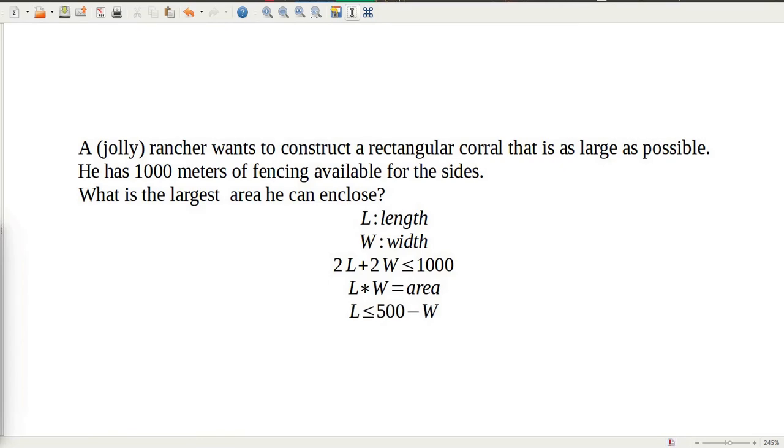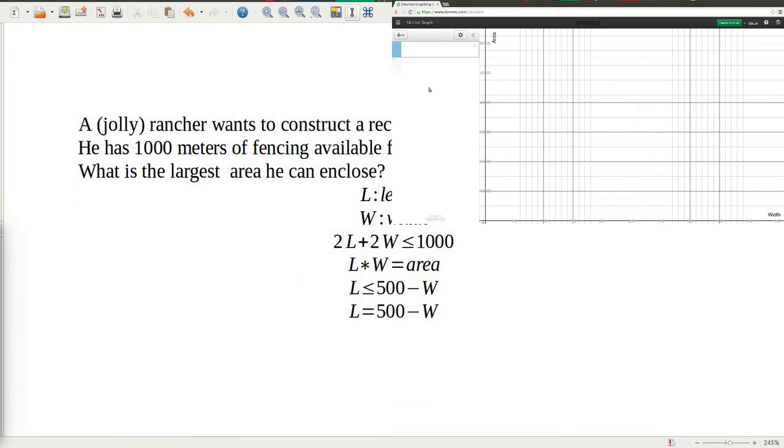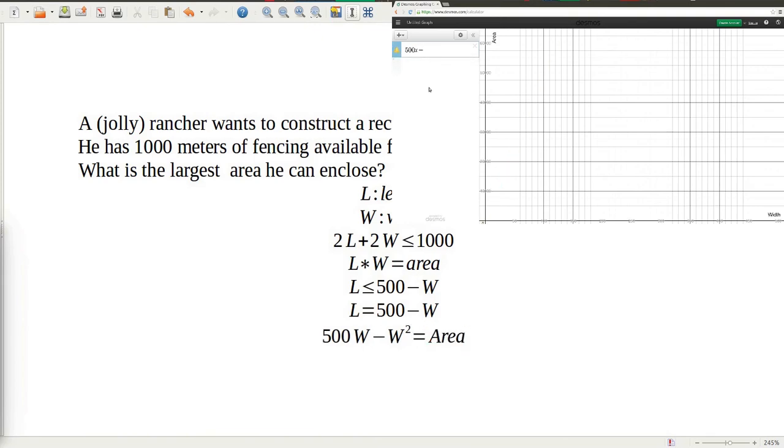We can simplify this further into L equals 500 minus W because we want to use the most fencing to get the largest area. Now we can substitute L into the second equation, giving us the quantity 500 minus W times W equals area. And if we simplify this, we get 500W minus W squared equals area. This is something we can graph.